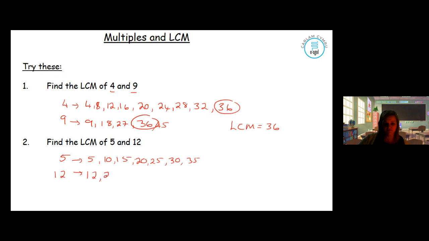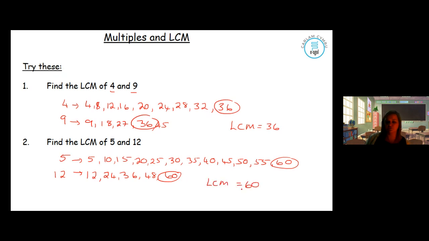So 12, 24, 36, 48, 60. And I'm going to go back up to here. I'm going to carry on. I still haven't got there, but if I keep going a little bit more, I can see that 60 is going to be my lowest common multiple. So check your answers, have a look at what you've got there.